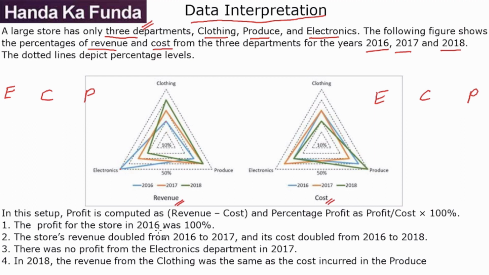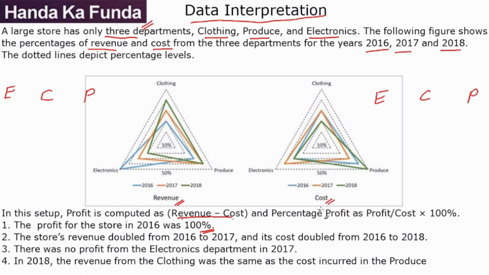In this setup, profit is calculated as revenue minus cost, very standard procedure. And percentage profit is calculated as profit upon cost into 100. So once again, that's also very standard because profit is always expressed as a percentage of the cost price. The profit for the store in 2016 was 100%. That means the selling price was double of the cost price, or the revenue was double of the cost.